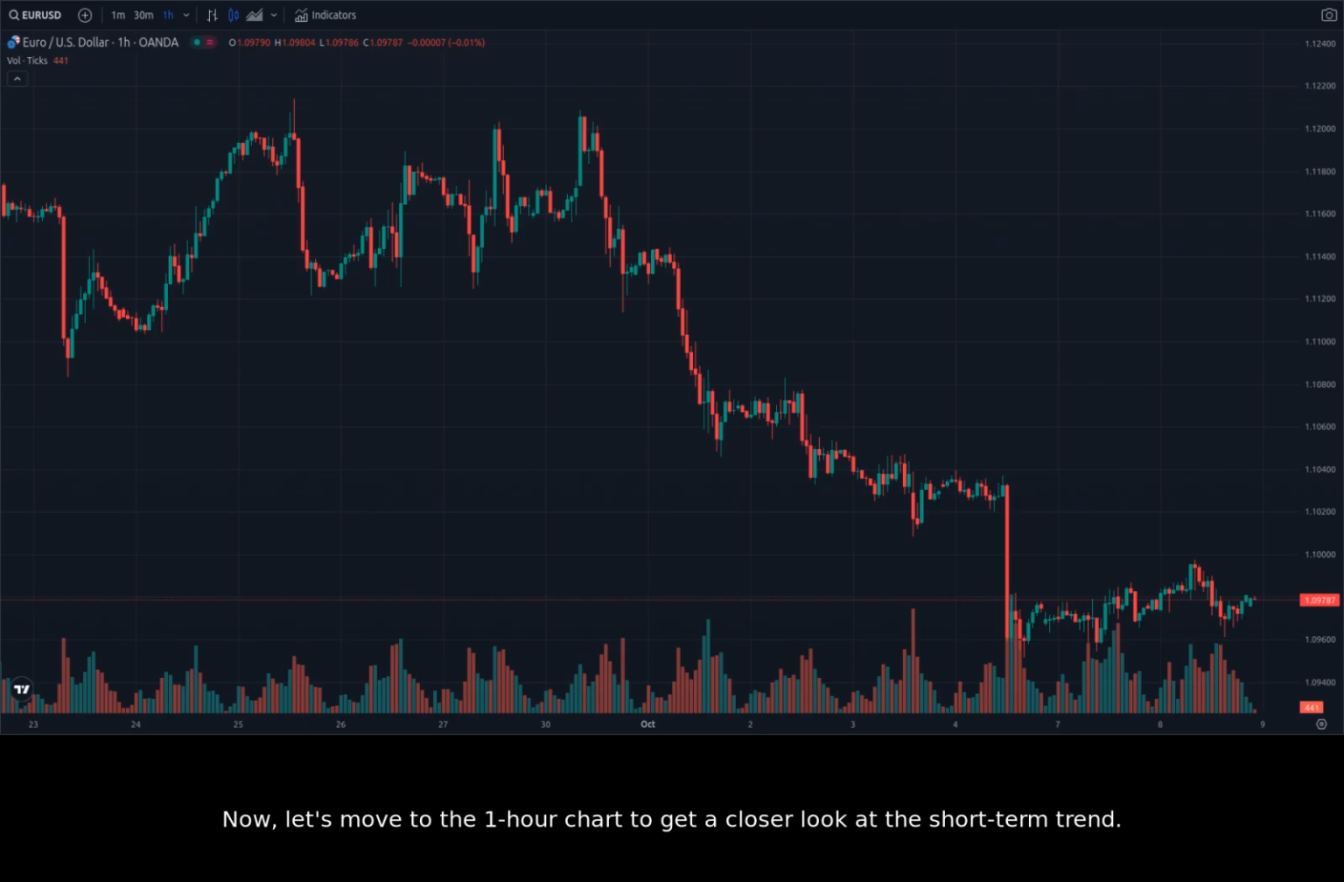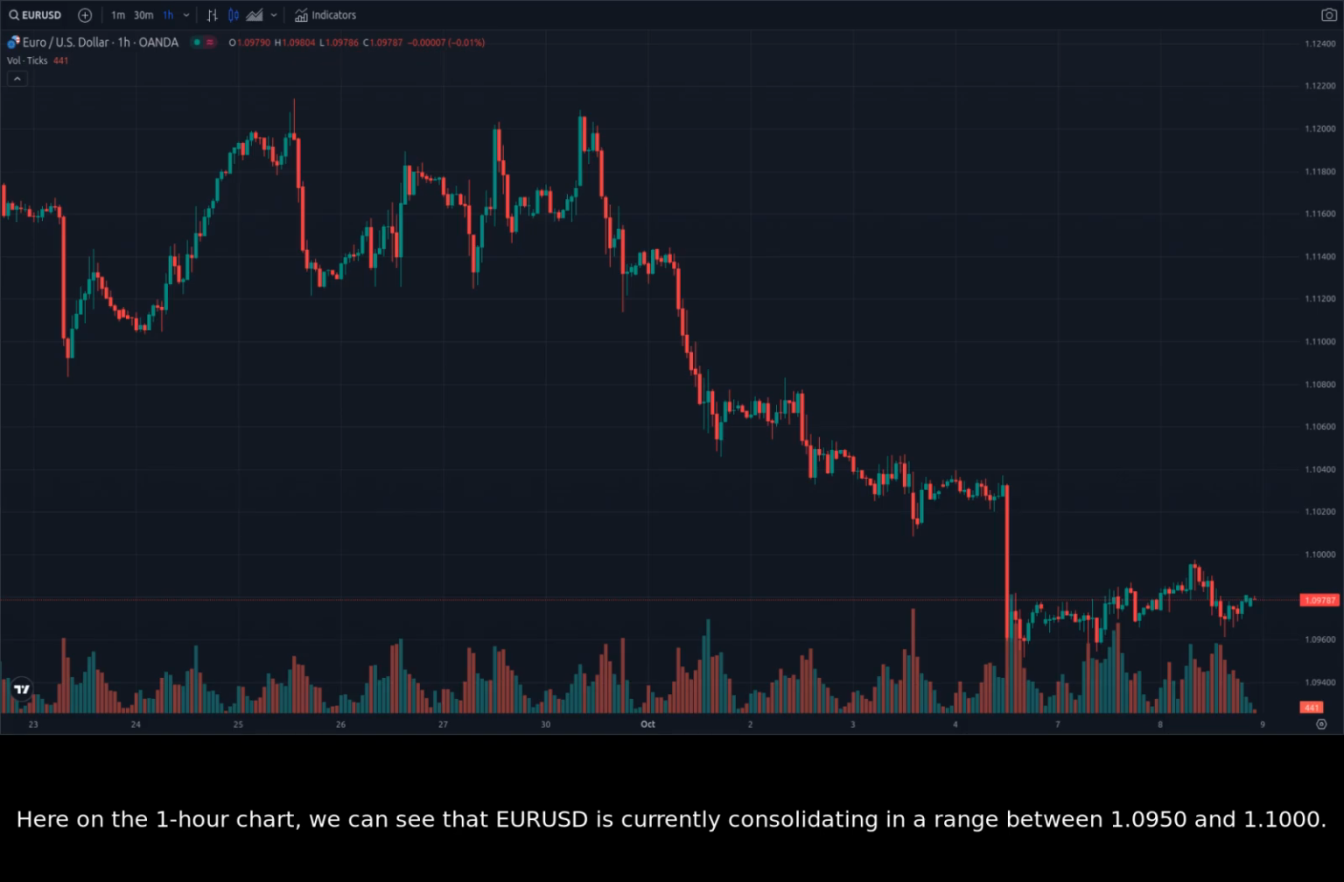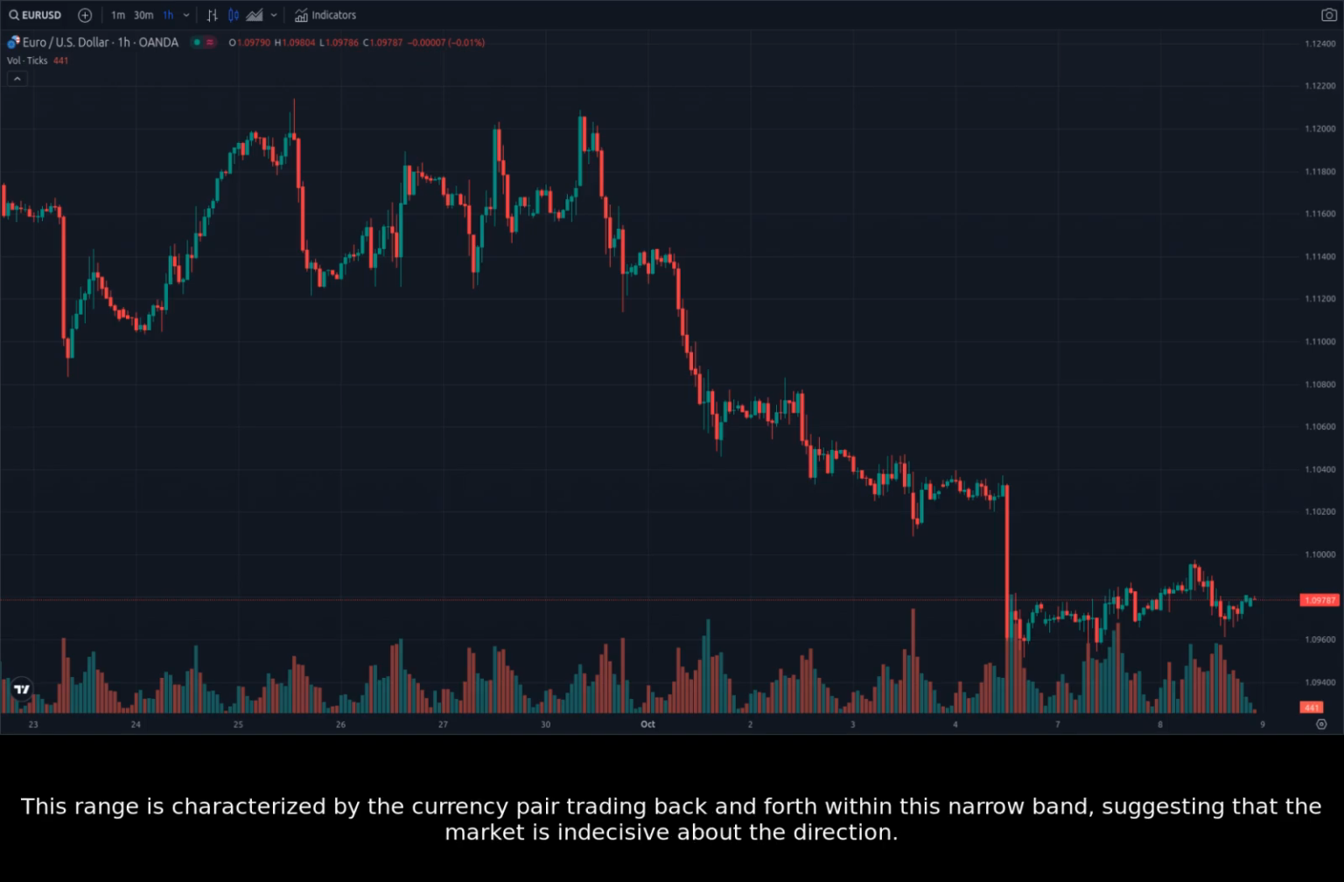Now, let's move to the one-hour chart to get a closer look at the short-term trend. Here on the one-hour chart, we can see that EURUSD is currently consolidating in a range between 1.0950 and 1.1000. This range is characterized by the currency pair trading back and forth within this narrow band, suggesting that the market is indecisive about the direction.